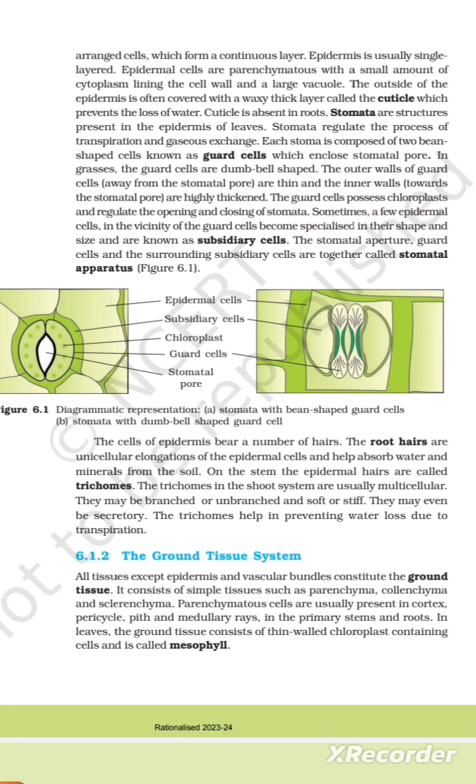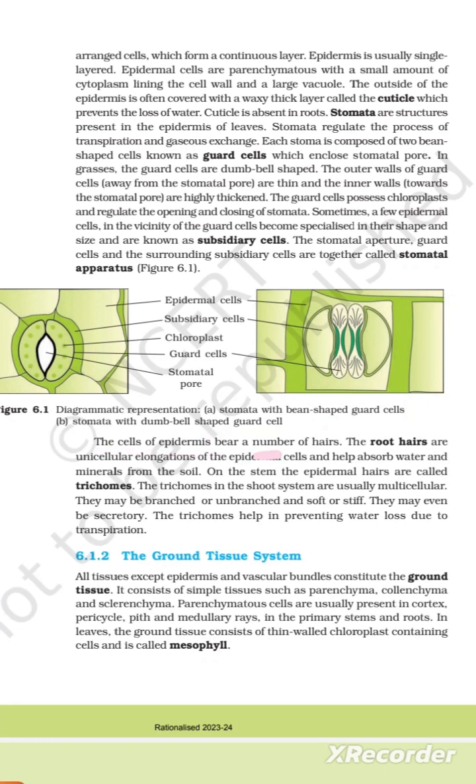Sometimes a few epidermal cells in the vicinity of the guard cells become specialized in their shape and size and are known as subsidiary cells. The stomatal aperture, guard cells and the surrounding subsidiary cells are together called the stomatal apparatus. Figure 6.1 diagrammatic representation: A, stomata with bean-shaped guard cells; B, stomata with dumbbell-shaped guard cells.